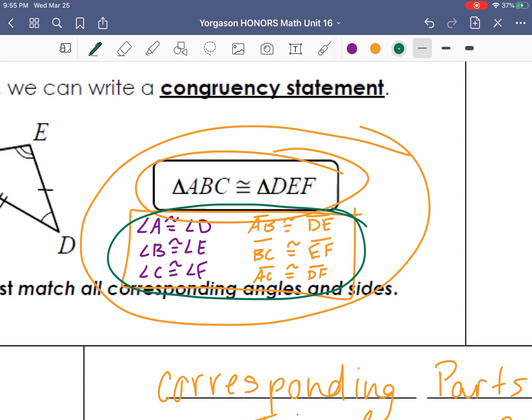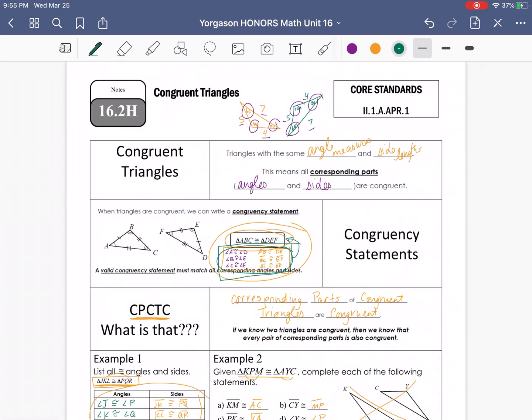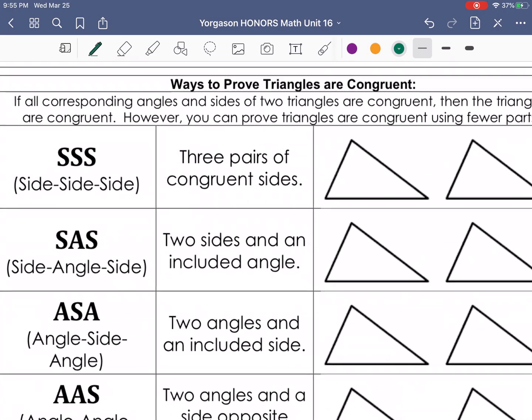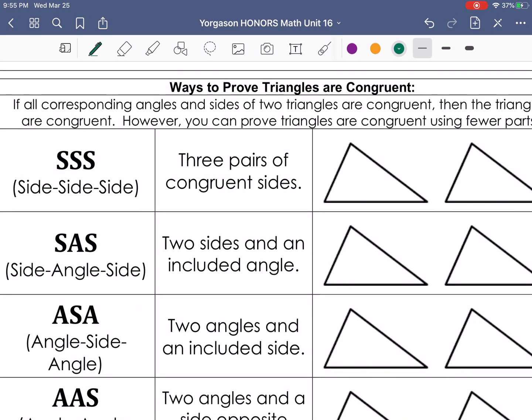Wouldn't it be unfortunate if, when we want to prove that two triangles are congruent, we had to prove all 6 of those things first before we could say, yep, the two triangles are congruent? That would be a lot. It would be exhausting. So we actually have some shortcuts. That's what these are. These are ways that you can prove two triangles are congruent.